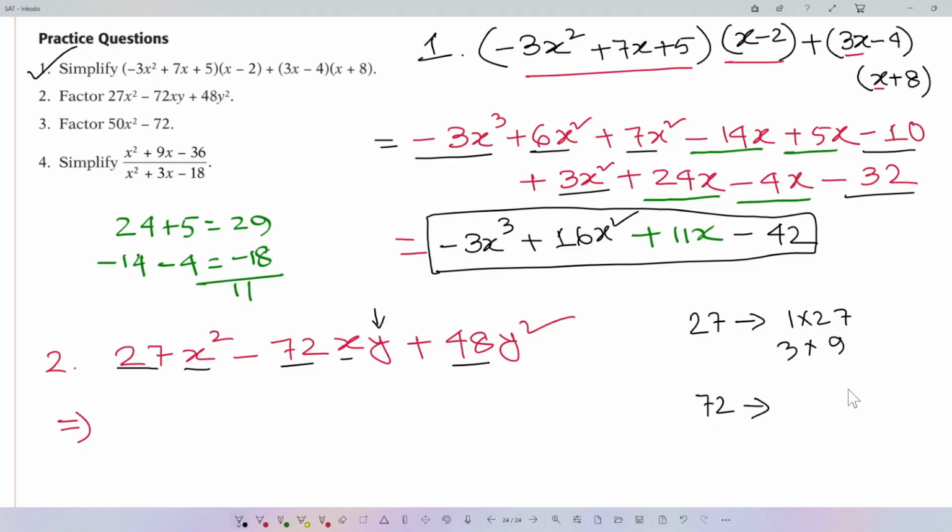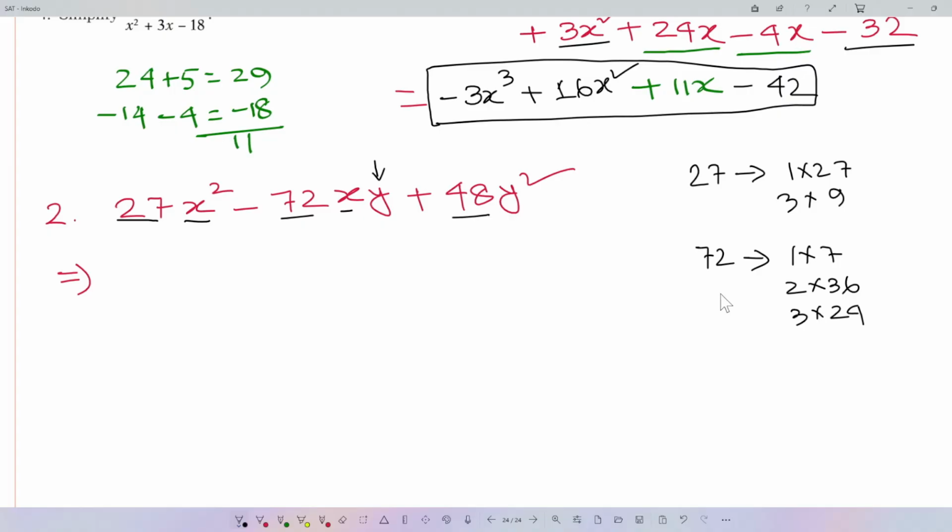72: 1 times 72, 2 times 36, 3 times 24, then 4, is it possible? 72 divided by 4 will be 18, right? So 4 times 18, 5 not possible, 6 times 12, 7 not possible, 8 is possible, 8 times 9, and then this one, and finally 48.